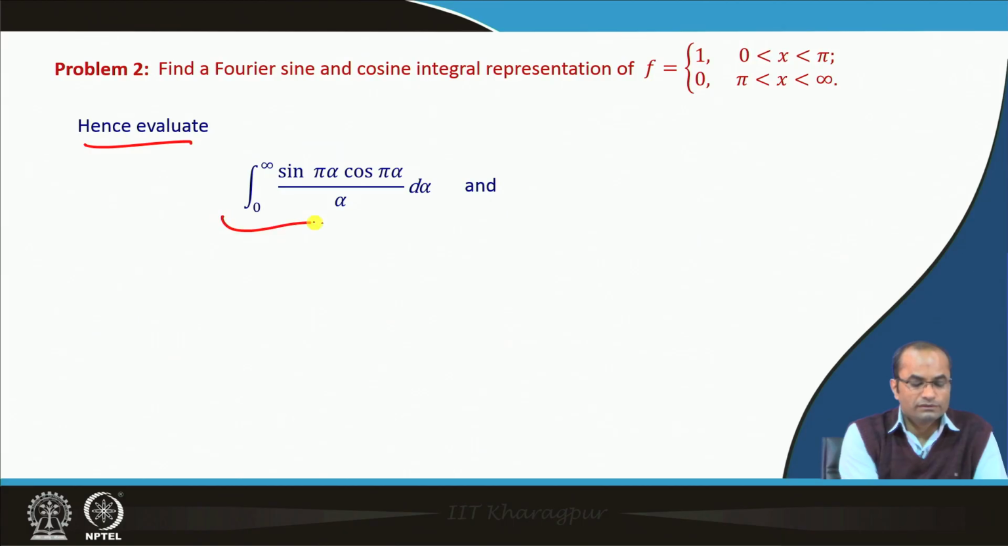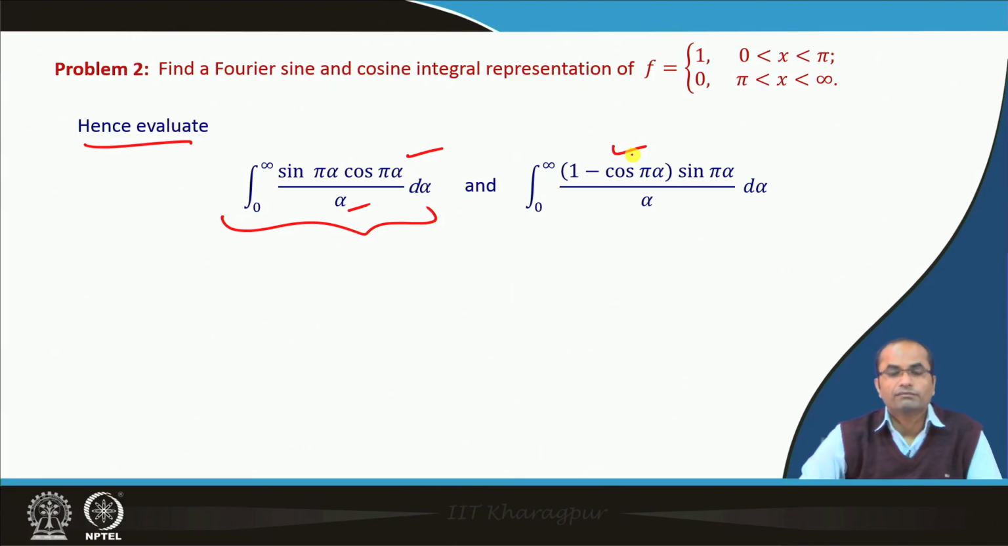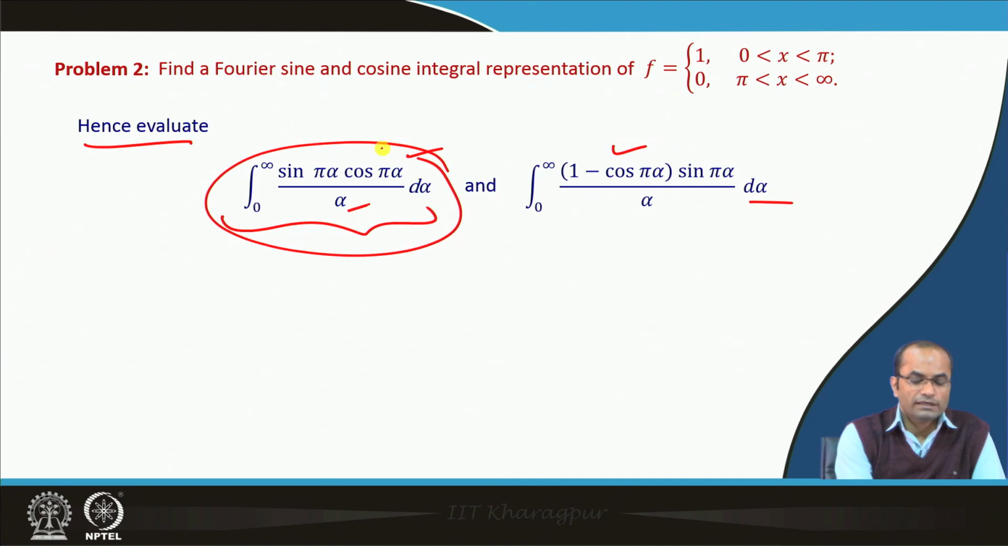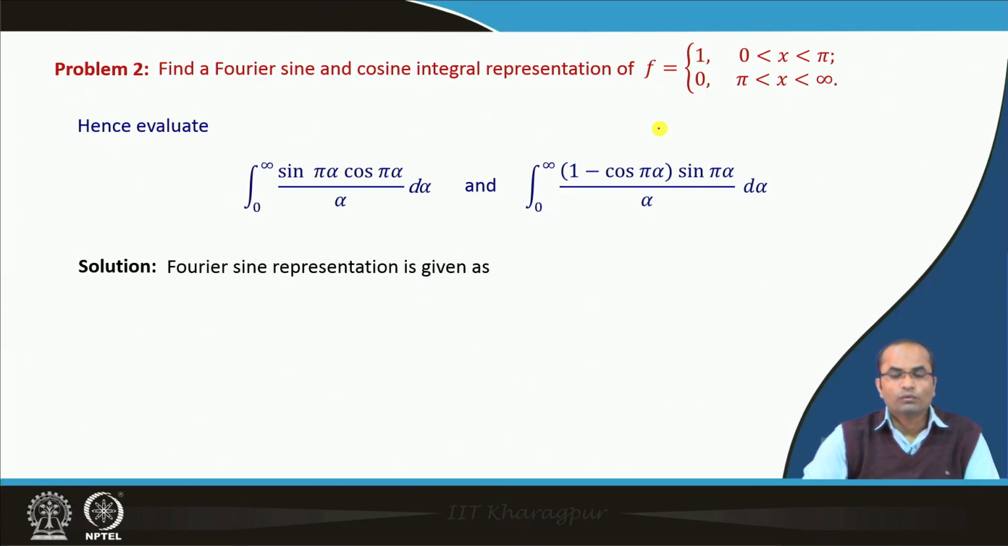and the question further is: evaluate the integral from 0 to infinity of sin pi alpha and cos pi alpha over alpha, and also 1 minus cos pi alpha, sin pi alpha over alpha d alpha. After evaluating this Fourier sine and cosine representation, we will see that we can easily evaluate these integrals. So, coming to the Fourier sine representation, where this function is extended to an odd function over the whole real axis, minus infinity to plus infinity, we can write down its Fourier sine representation.